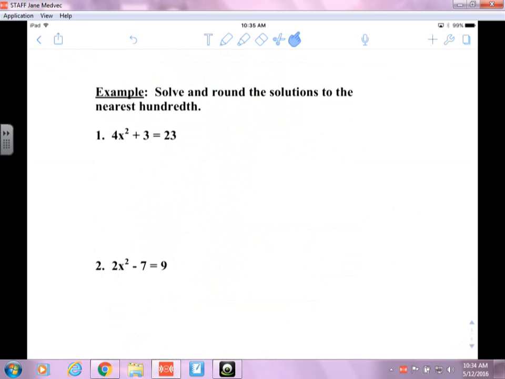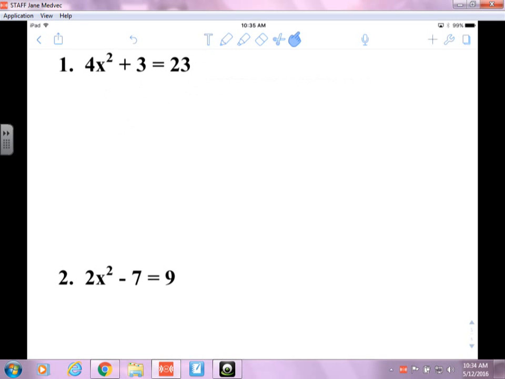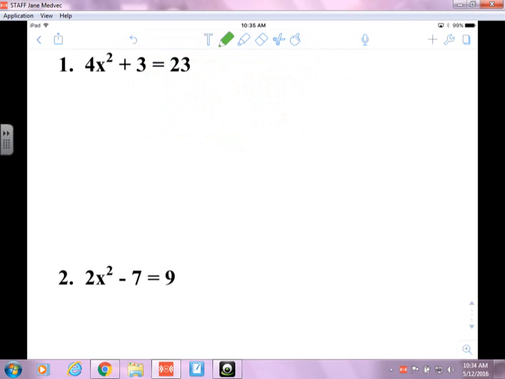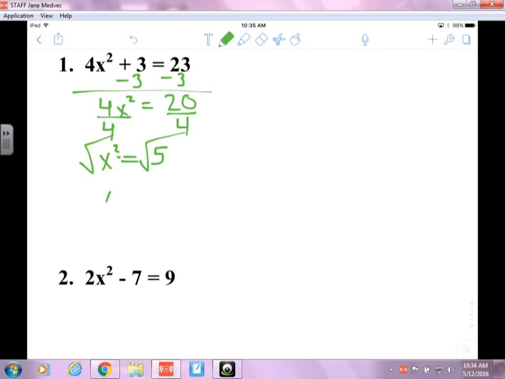Notice this says solve and round the solutions to the nearest hundredth. So we're getting a little bit harder, a little bit fancier here. Okay, and we're using our algebra. So what do I do first? I'm going to subtract 3 from both sides. Very good. And I get 4x squared equals 20. Then I divide by 4: x squared equals 5. And then I square root, x equals plus minus.